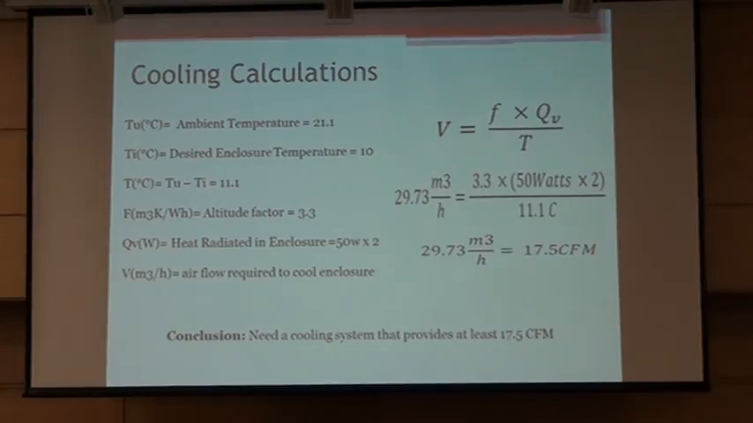F is the altitude factor, and for here in Vermont it's 3.3. And QB is the heat radiated in the enclosure, which is 50 watts, and I use a safety factor of 2 to give us a total of 100 watts. V would be the actual airflow required to cool the enclosure. We ended up getting a result of 17.5 CFM, and to put that in perspective, your computer at home uses a cooling fan of around 25 to 50 CFM, so it's a very achievable number.